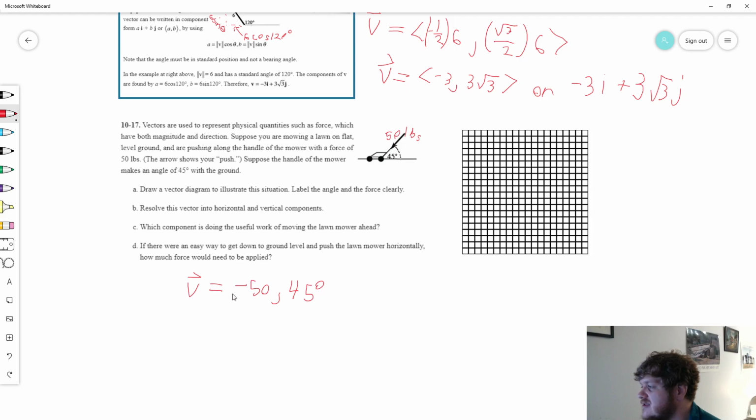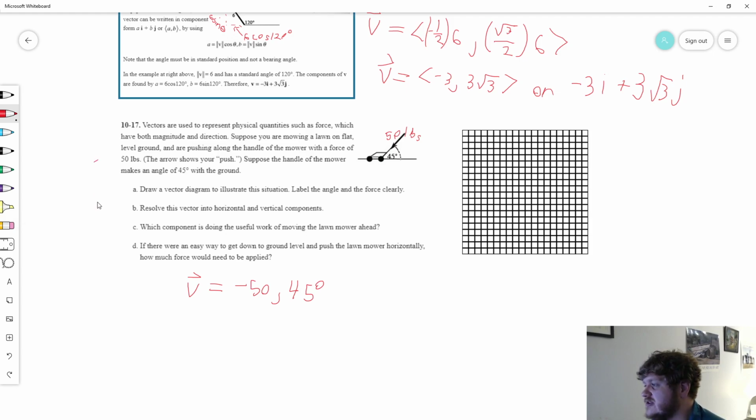So in this case, the vector is at negative 50, 45 degrees, because rather than going outwards, it's going inwards. One of the things that can happen is you can just flip the magnitude to get a negative vector. Rather than having to add 180 to this, I will just call it negative 50 because it's going inwards and not outwards.